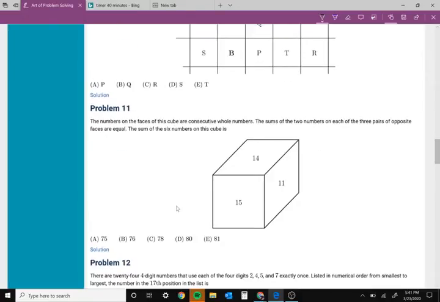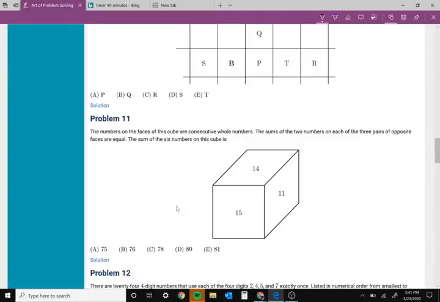Everything has generated. The numbers on the face of this cube are consecutive whole numbers. The sum of two numbers on each of the three pairs of opposite faces are equal. Sum of the 6 numbers on the cube is... Okay. Well, they're consecutive. The sums of... Oh god. Okay. Yes. Precisely. Let's think about this, shall we?